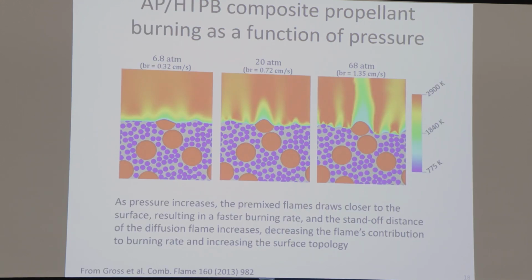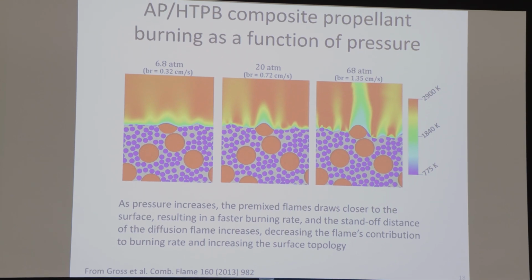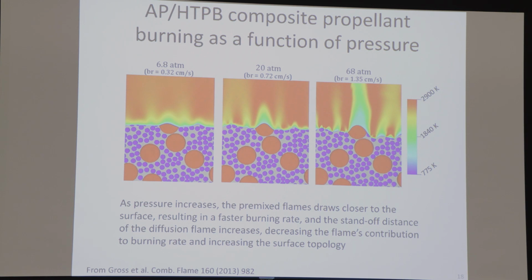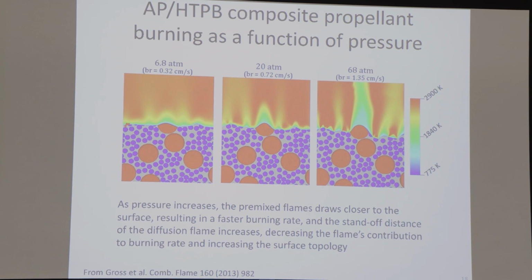And this is just a 2-dimensional calculation of that, not the 3-dimensional. And you can see here the flame structure that I sort of just talked to you about as a function of pressure. So again, the large AP crystals in red at low pressure of 6.8 atmospheres. This is the interface here. You can see the diffusion flame, the secondary diffusion flame above the large AP crystals. As I increase the pressure, that starts getting further and further away from the surface.